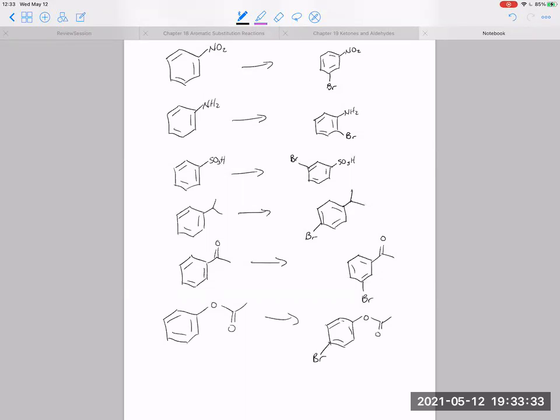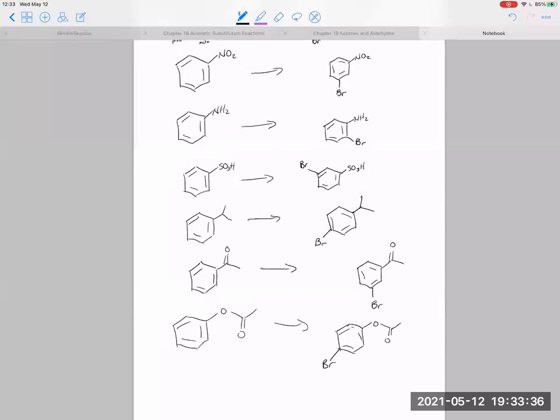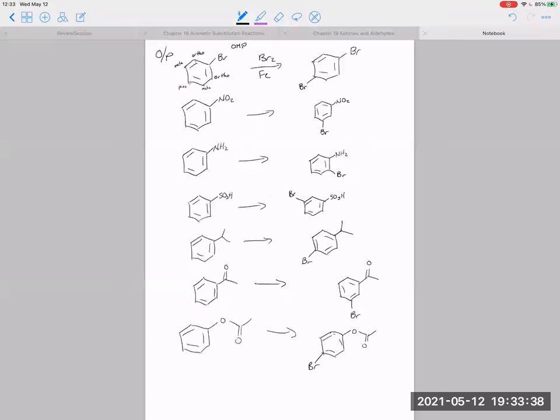All right, so now let's take stock of what we got here in terms of our directors. So I'm going to erase this just so it's not bothering me how ugly this is. Okay, so we'll go through and label orthopara. So our bromine was orthopara. Nitro was meta. Aniline orthopara. Meta. Orthopara. Oh, look at that. On and off. Okay, so how do we tell?